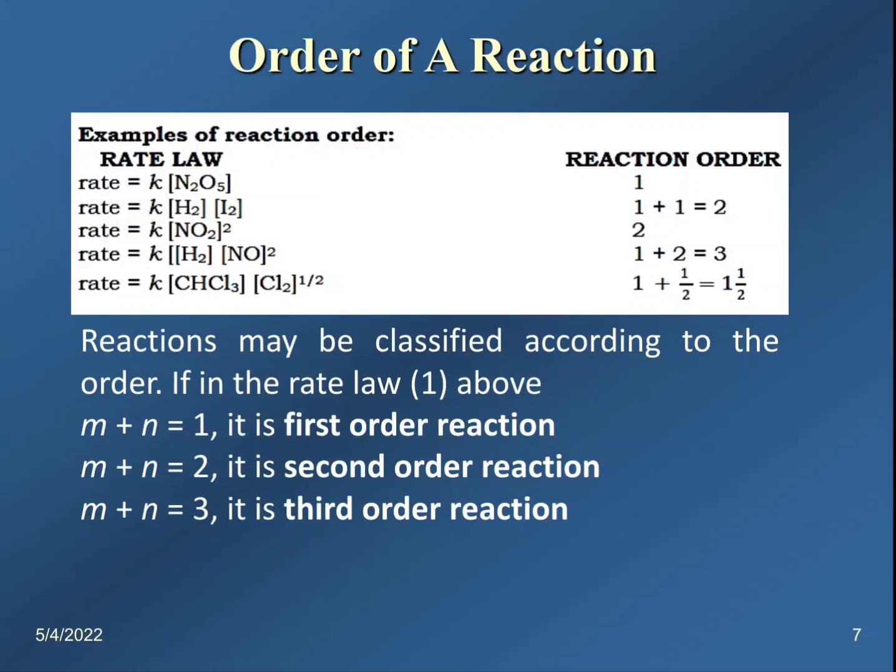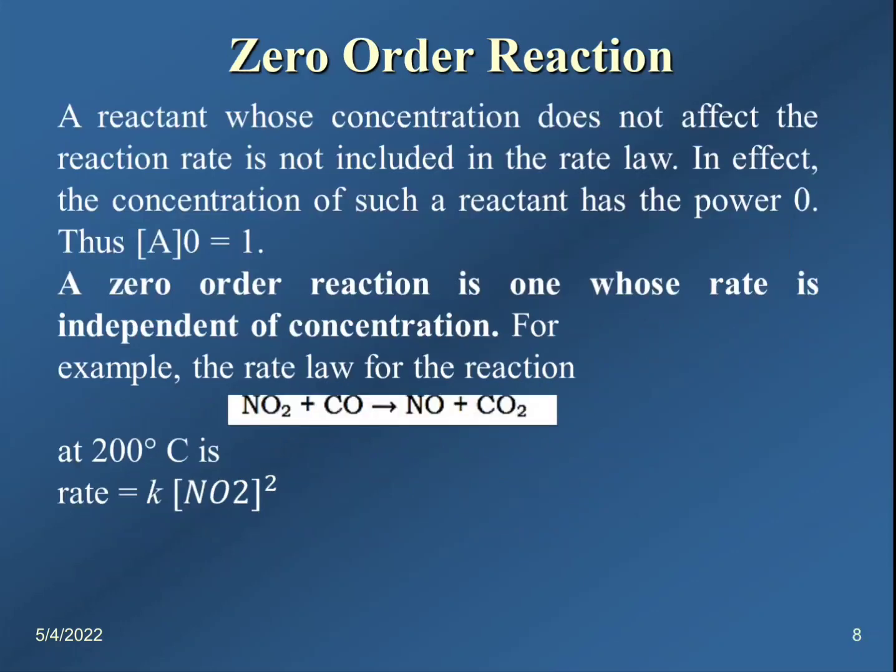The overall order of a reaction ranges from 1 to 3, and it can be a fractional value also. Let's see an example of order of reaction. Rate law: rate equals K into the concentration of N2O5. Here the power of N2O5 is not given, which means it is 1. So the reaction order is 1.